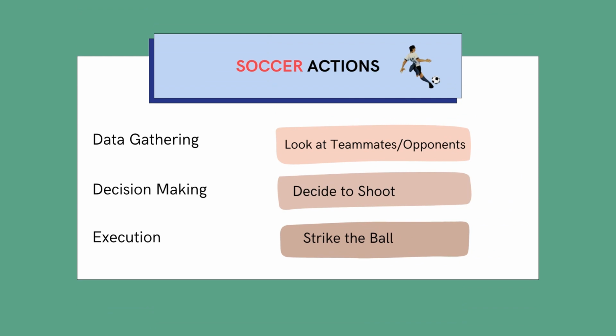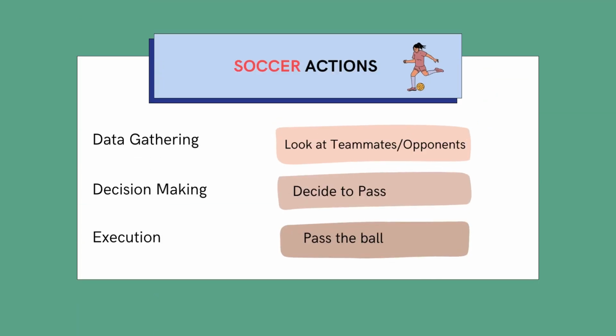Let's look at a simple striking of the ball, right? You want to actually shoot the ball at the goal. So the data gathering is you look at the teammates, you look at the ball, you look at the opponents, the goalie, and all of that. The decision making is you decide to actually shoot the ball, and finally the execution is striking of the ball.